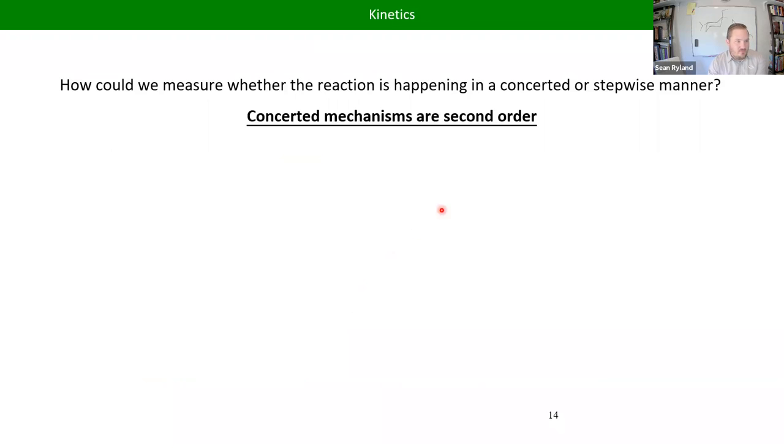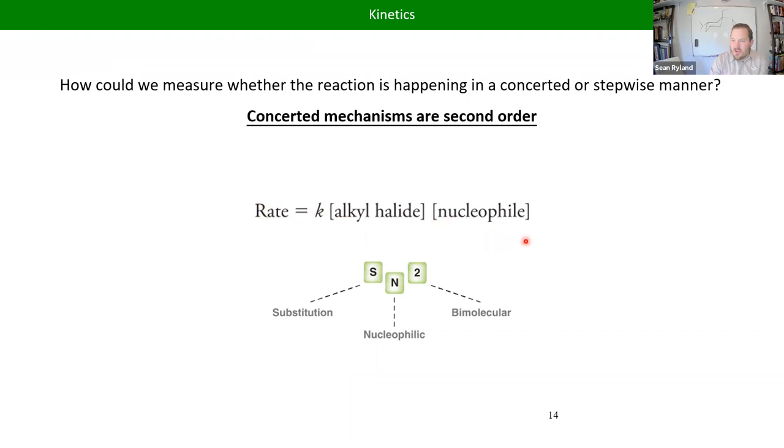Right? So if it's a concerted mechanism, we would expect it to be a second order reaction where both of these are going to be in the rate law, and changing the concentration of either of them changes the rate of the reaction. And so we refer to this mechanism, the concerted mechanism, as being second order or bimolecular. So the shorthand for this mechanism, we call it SN2, substitution, nucleophilic, second order. Right, which means there's a possibility that it's SN1 as well. SN1 would follow that stepwise mechanism, where your leaving group leaves and then your nucleophile comes in.